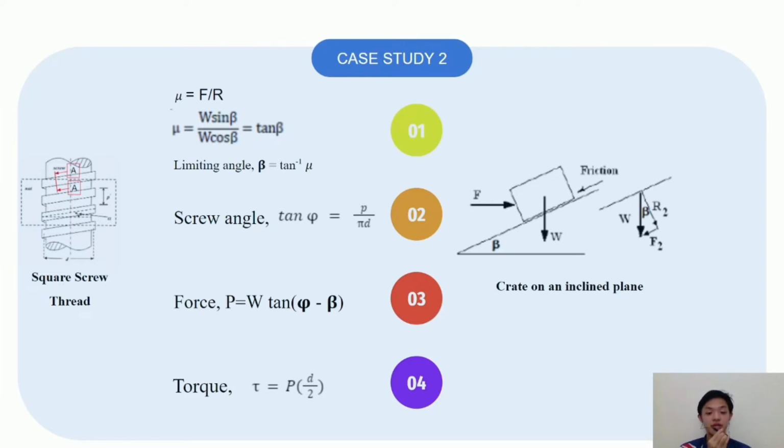After deriving it, we can get limiting angle equal to tan inverse of mu. Next, we are required to calculate the screw angle, which is equal to tan inverse of P over pi D, where P is pitch and D is diameter. Using both angles above, force required is equal to weight times tan of screw angle minus limiting angle, and the torque is equal to force times diameter over 2.